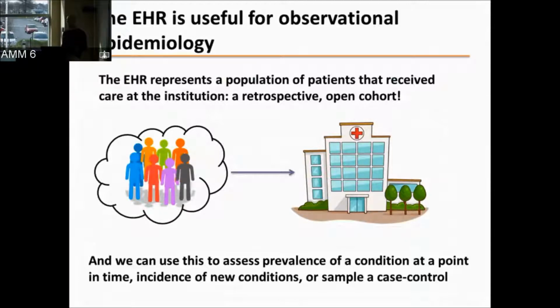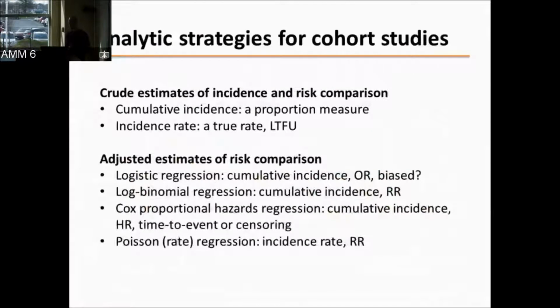So knowing that, we can use data from the health record to assess, say, prevalence or incidence of new conditions. Or even knowing that this is a cohort, we can sample from that cohort and do some fancy case control studies if we desire to. But what I want to do is really motivate why we're doing this as a cohort. We're trying to get an incidence measure, so the occurrence of new events over time. There are some general analytic strategies, and just like with study designs, there are all sorts of permutations for how you can analyze these.